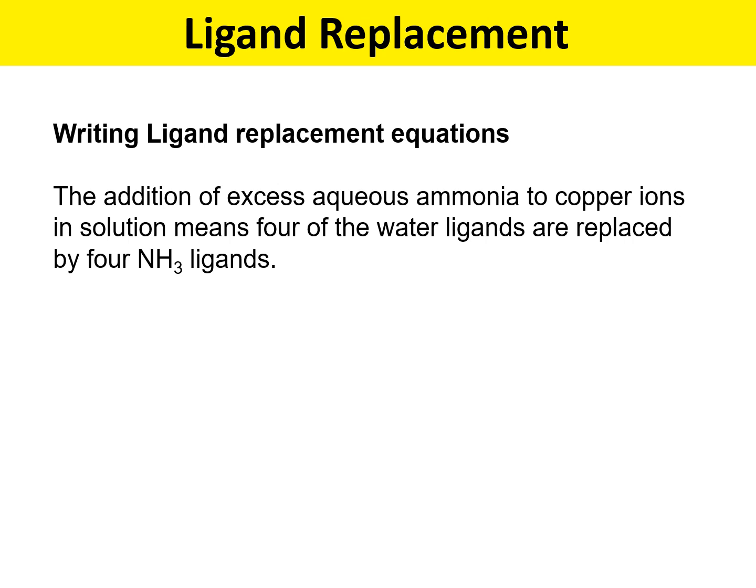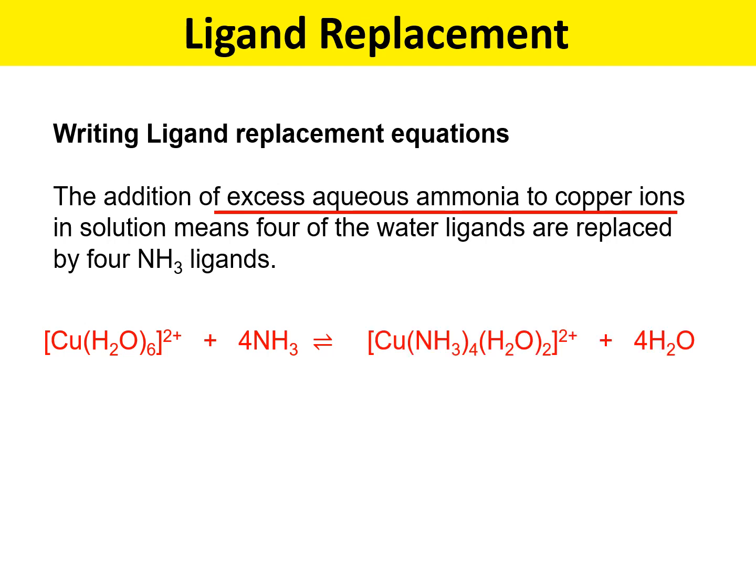This equation we're going to look at is the addition of ammonia to copper ions in solution. Copper ions in solution are hexaaqua copper ions, and we've met those previously. We're going to substitute 4 of the water ligands with ammonia ligands, and we form an ammonia and water complex, and we've displaced 4 water molecules.